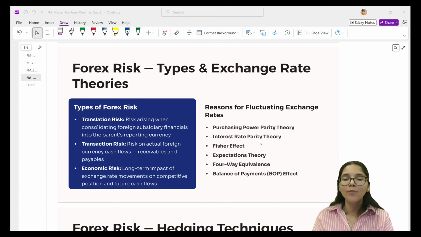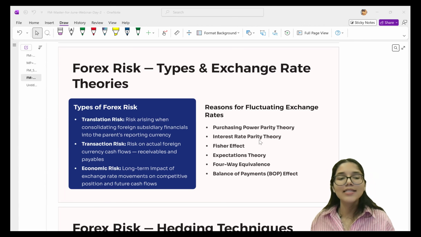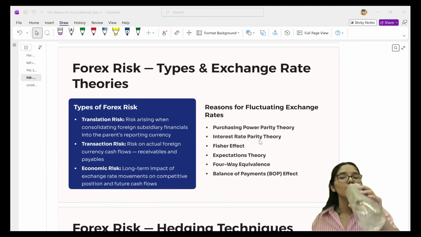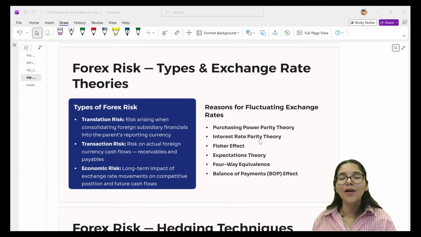We have 2 main components of the BOP account. Can you people name me those 2 components? What are the 2 components of the BOP account? Current account and the capital account. What does the capital account include?